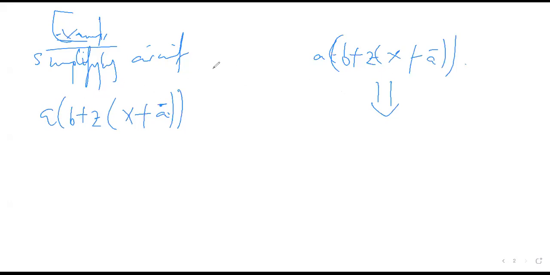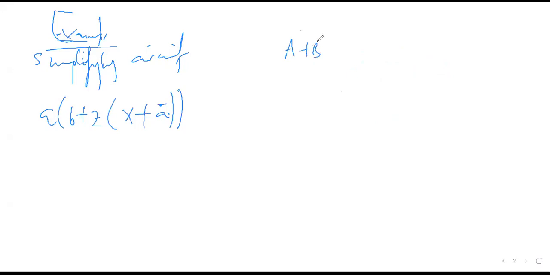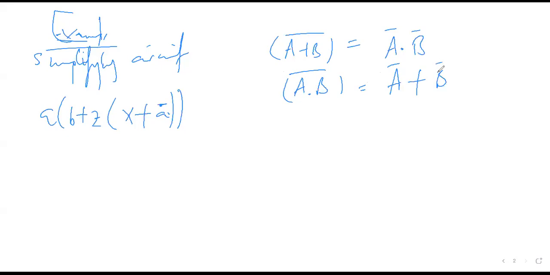So for this one, I know I can start with De Morgan's theorem. What does De Morgan say? Definition. De Morgan says if you have two variables, (a plus b) not is the same as a-bar and b-bar. That is De Morgan. Or the other one goes like (a and b) not is equal to a-not or b-not.